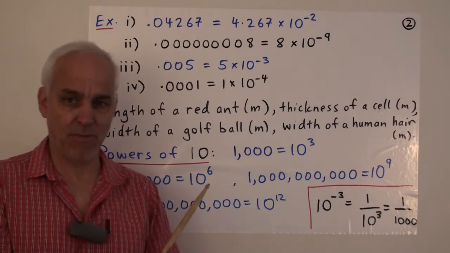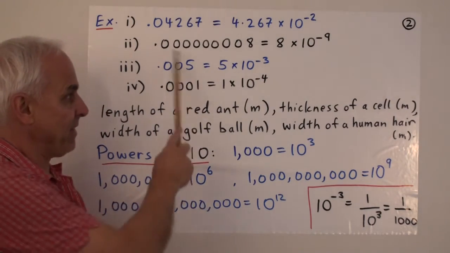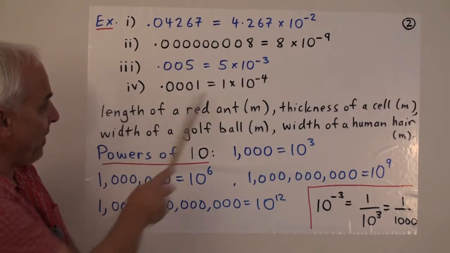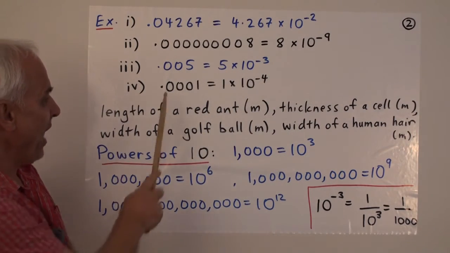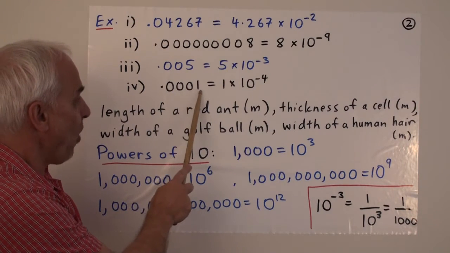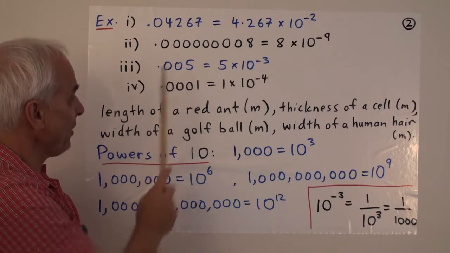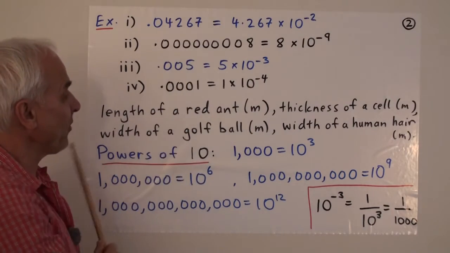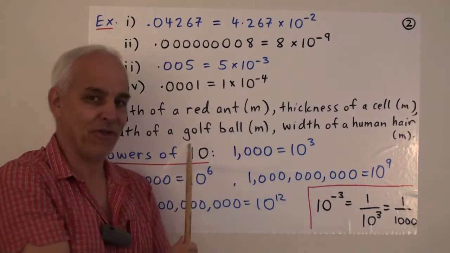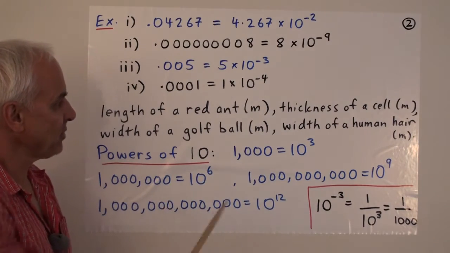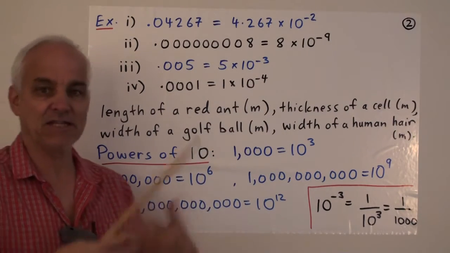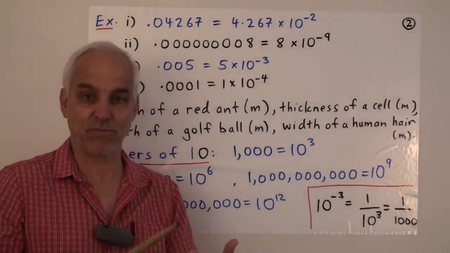0.005 is not so small, still small, but not anywhere near as small as that thing. And that's 5 times 10 to the minus 3. And this one, 0.0001. So this one's smaller than this one. It's a lot smaller than this one, but nowhere near as small as this one. It's 1 times 10 to the minus 4. So these are all examples of scientific notation kind of expressions for numbers.